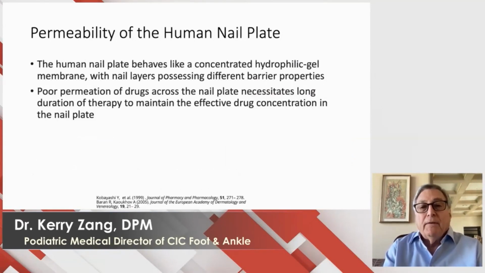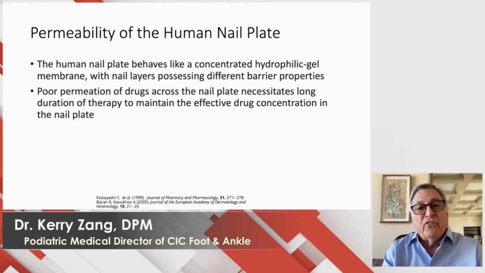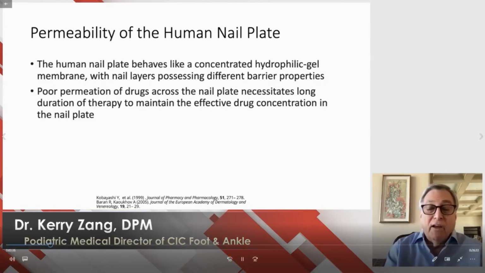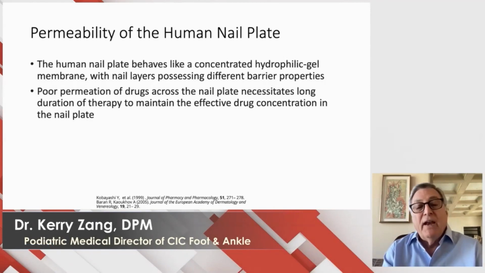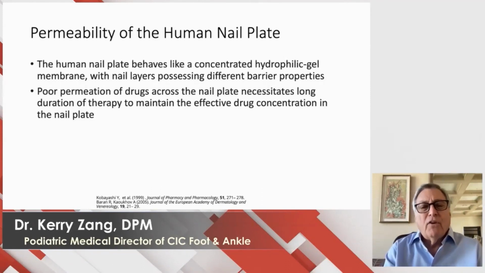So the human nail plate does behave like a concentrated hydrophilic gel membrane, and that's the problem in utilizing the topical layers. And the nail layers possess all different barrier properties. So you have poor permeation of the drugs across the nail plate, and this necessitates long duration of therapy to maintain an effective drug concentration in the nail plate. And quite frankly, there are areas of the nail plate that it never penetrates, and that's why the success rate is in the 10 to 12% range with most of the over-the-counter medications and those that used to be prescription.